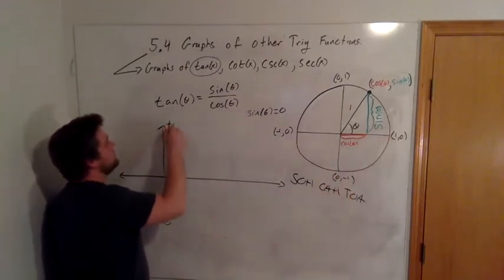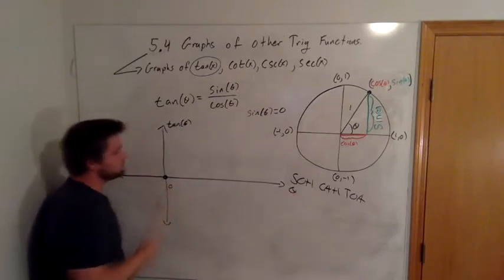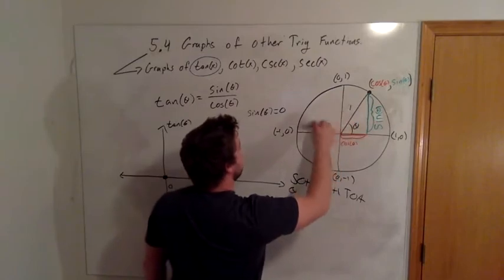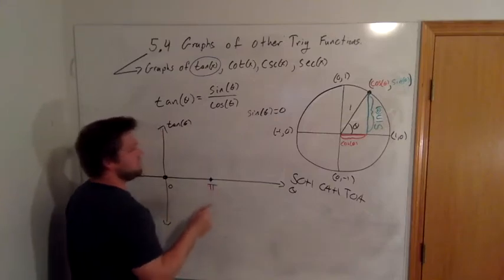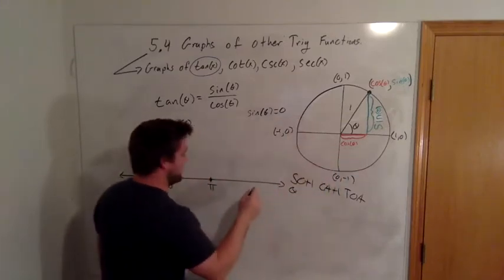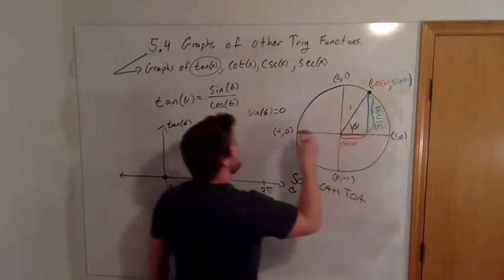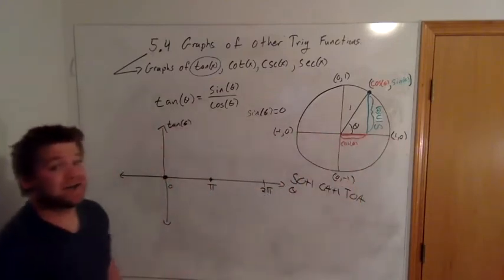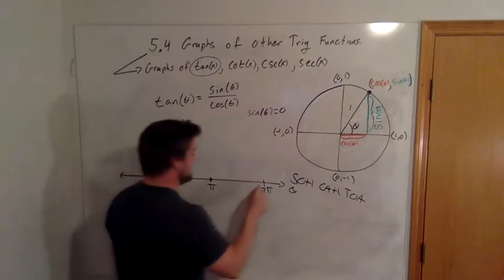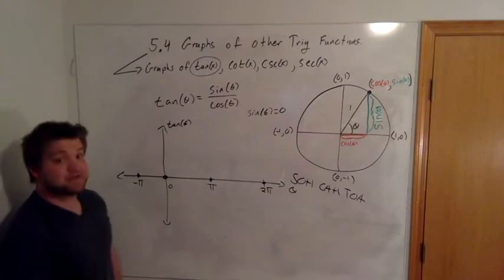So if I'm graphing tangent of theta, and here's theta, it'll have an x-intercept at 0. It'll have another x-intercept at pi, so here we'll have pi. Then it'll have another x-intercept at 2 pi. So when theta is 0, pi, 2 pi, 3 pi, 4 pi, 5 pi, any multiple of pi, tangent will have an x-intercept. Even if I go backwards, even if I'm over here at negative pi, I'll still have an x-intercept.